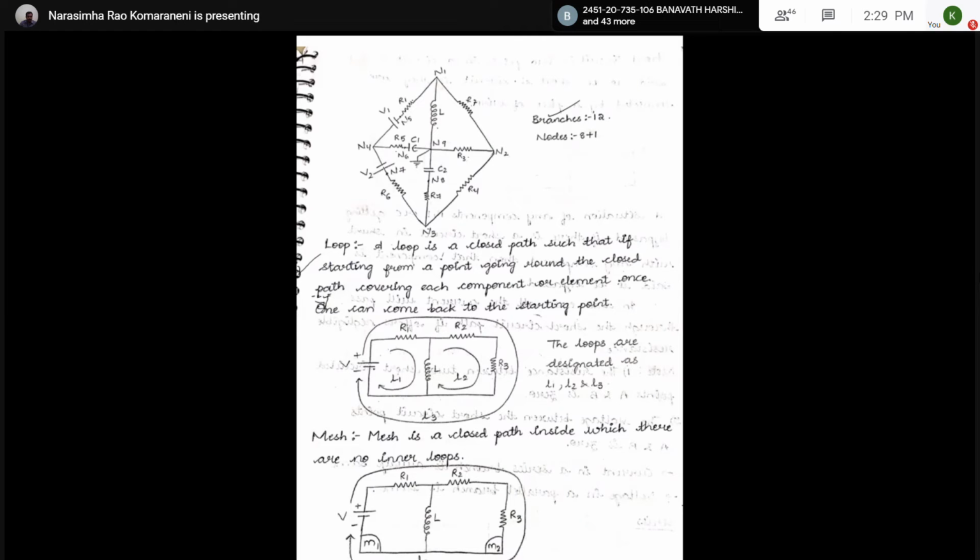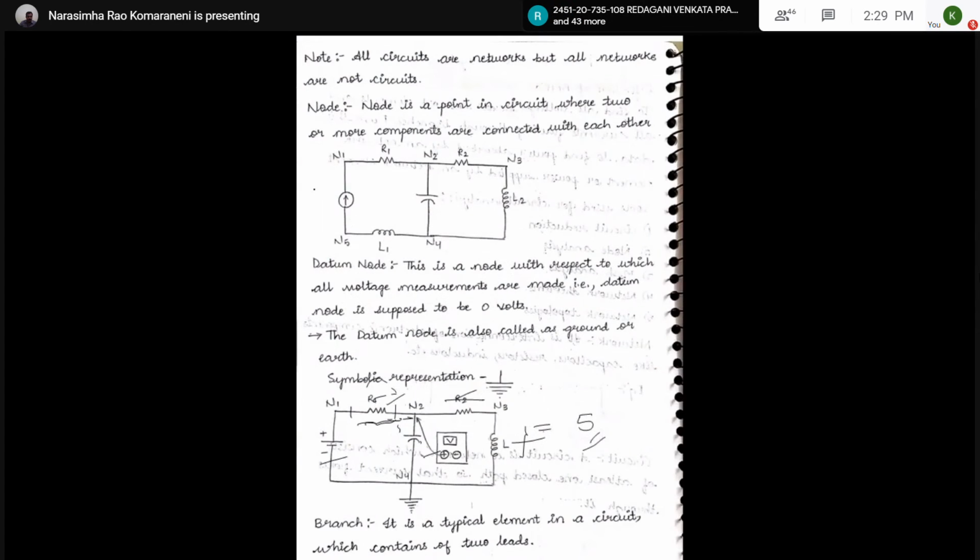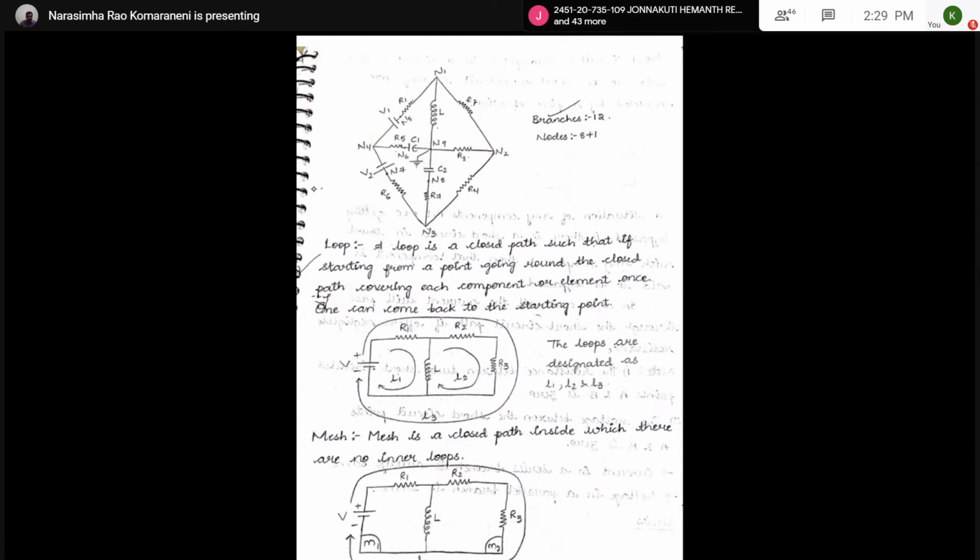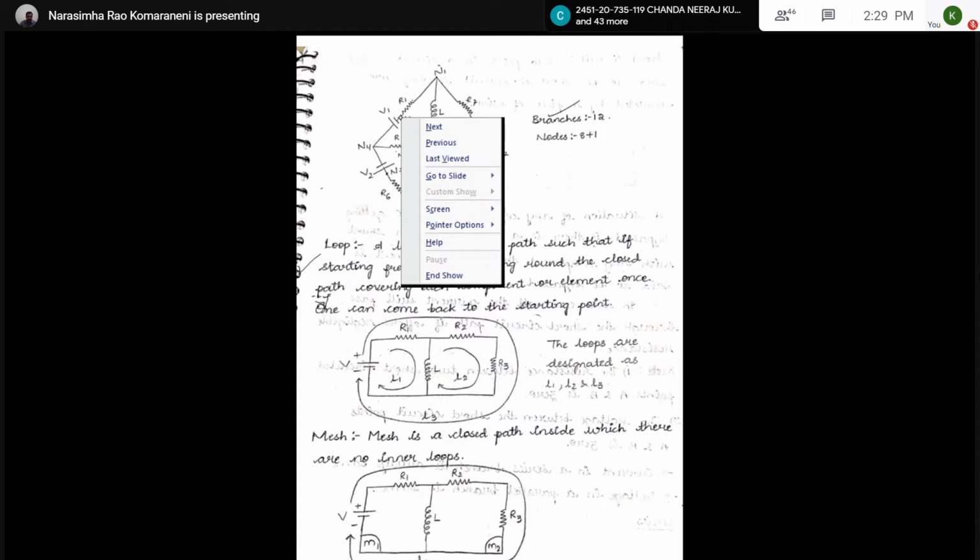The next, coming to the node. What do we mean by node? A node is a point where two or more components are connected to each other, right? Now you tell me how many nodes are there in this circuit. This interpoint we can call one node. Node 1, here the center connections are connected, right? Node 2, node 3, node 4, right? And if you see here, this component is connected here. This also we can treat as a node.